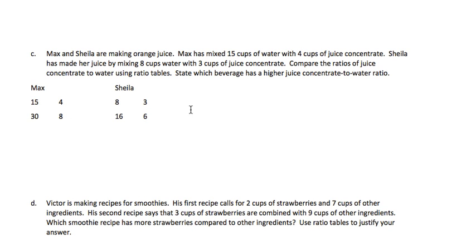However, since we were finding unit rates before, what we can do more effectively is to do 15 divided by 4 to find the unit rate for Max, which would be 3 75/100ths, and the unit rate for Sheila, which is 2, and rounded to the nearest hundredth, 67/100ths. So the stronger juice would be Sheila's, since we were looking at water to juice ratios, and her water to juice ratio is smaller. She has less water than Max has.